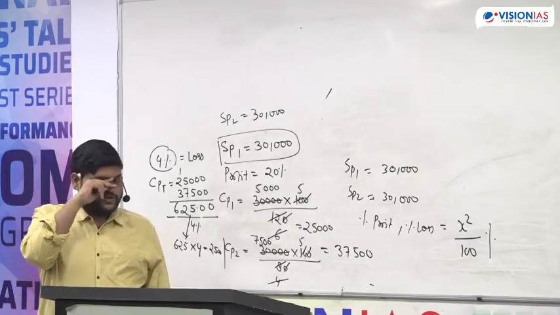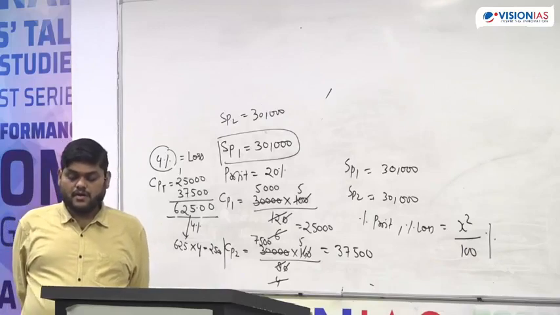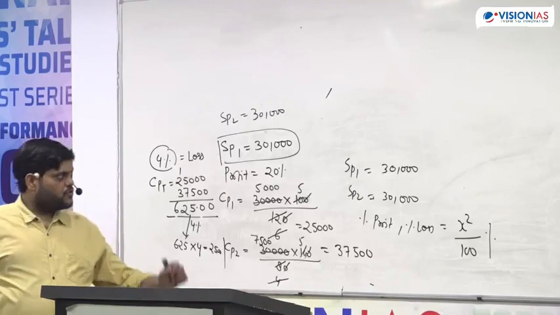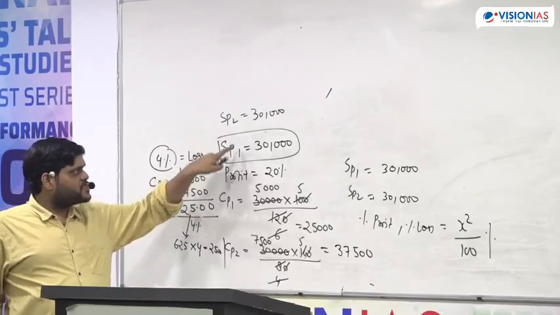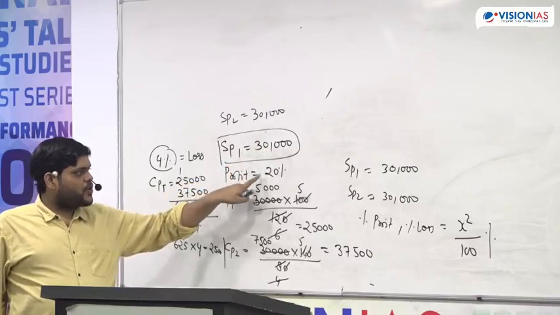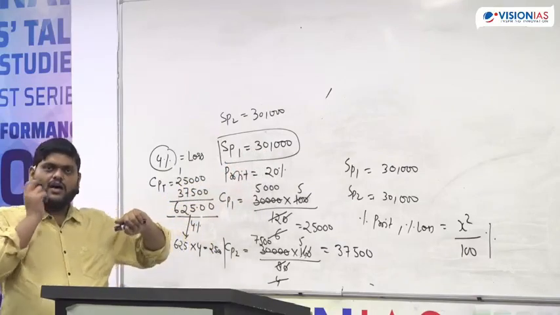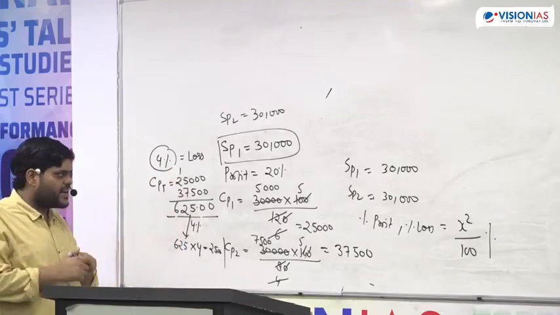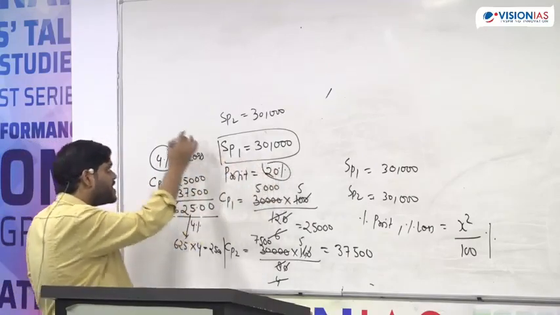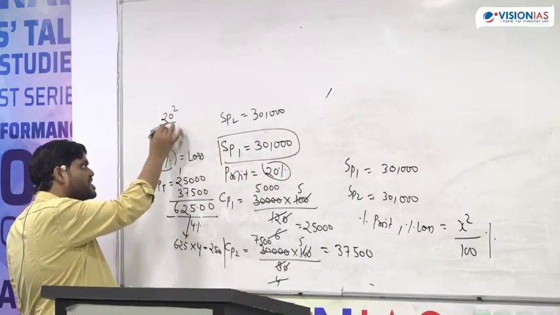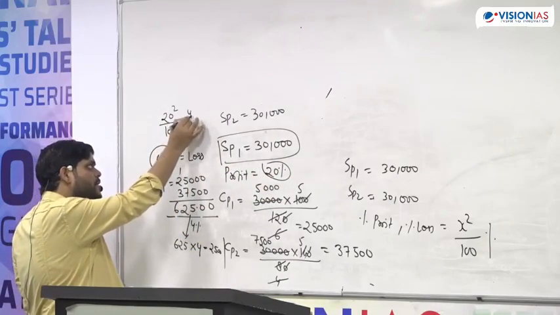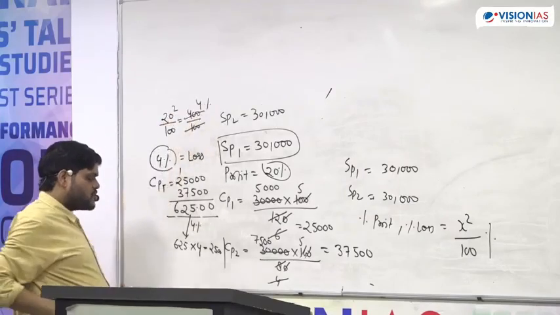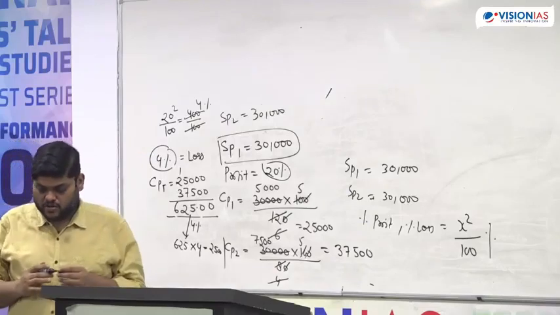I have told you this. So from that concept I can say SP1 and SP2 are equal, and the percent of profit and percent of loss are equal, so there will always be a loss of x square upon 100. What is the x square value here? X square here is 20 square upon 100, that means 400 upon 100. That is, a 4% loss will be there.